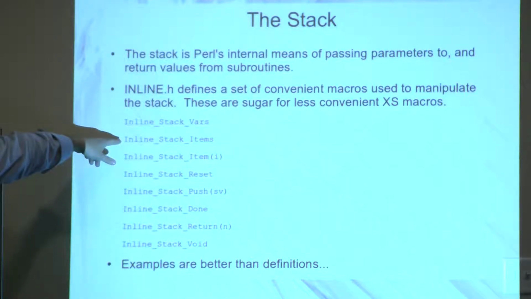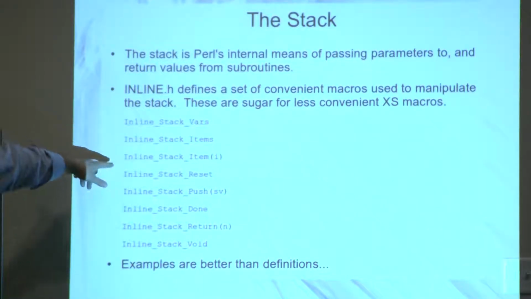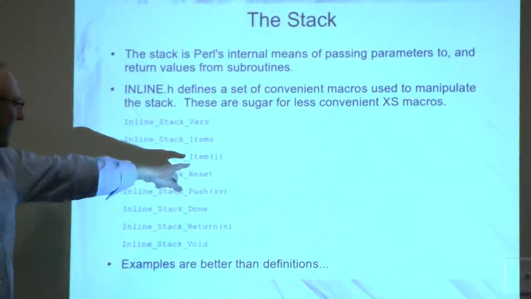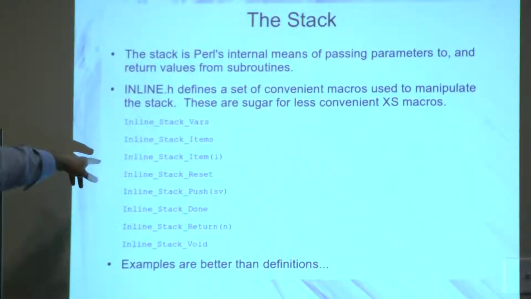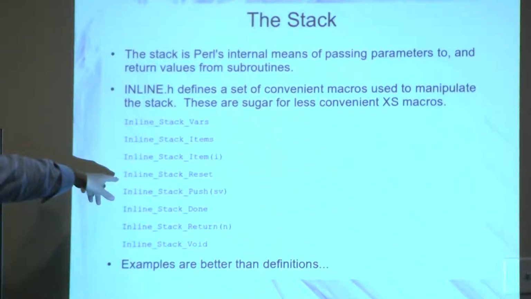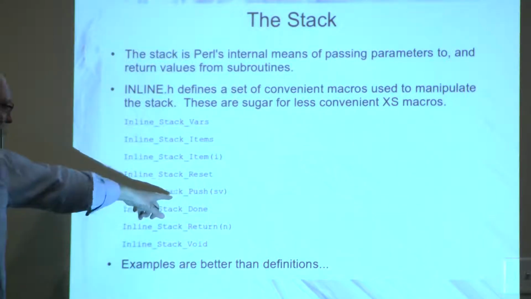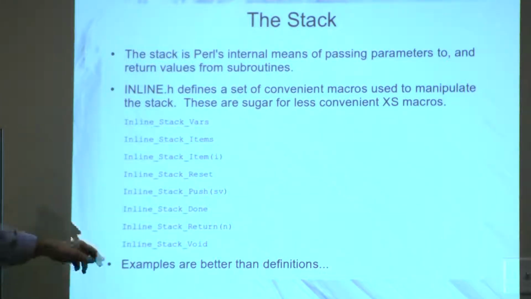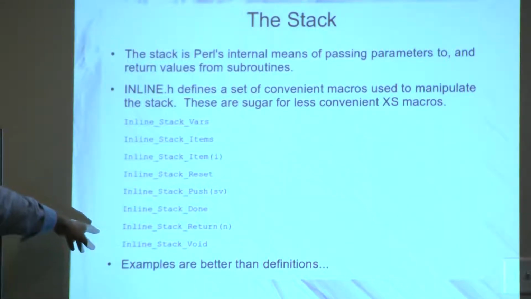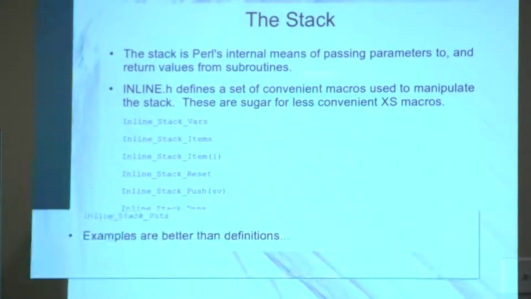Inline stack items tells how many items are on the stack. The inline stack item I here lets you read one item off the stack. Inline stack reset resets the stack pointer again so that you can start pushing things onto it. Inline stack push starts pushing return values onto the stack. Done tells Perl that you're done using the stack. I forgot what inline stack return does. And inline stack void tells Perl that you're not returning anything if you have a function that doesn't have a return value. Examples are probably better.